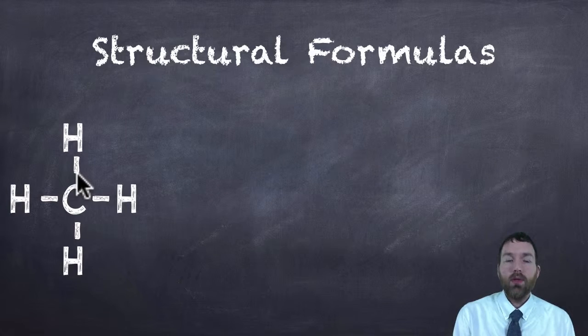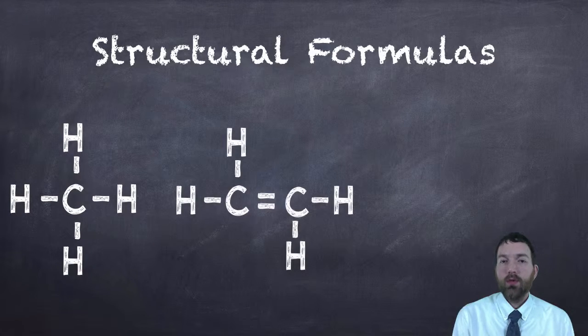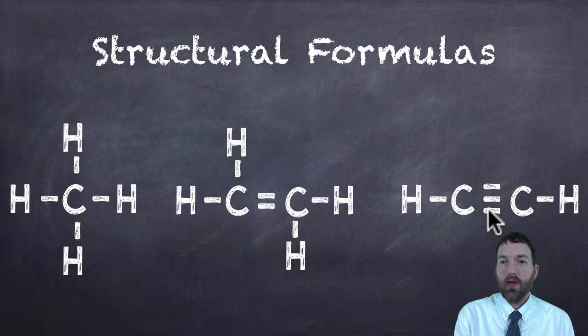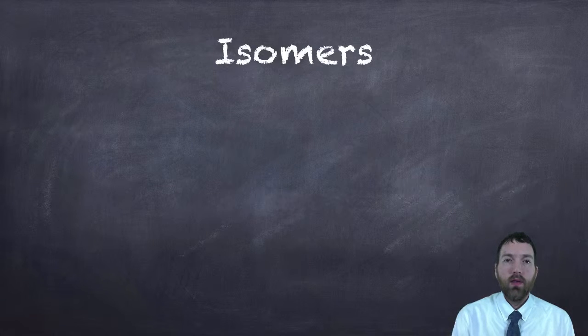Now, it's important to note this is 2-dimensional. Whenever we draw structural formulas on the paper, they're 2-dimensional, but in reality, these things are 3-dimensional. We'll deal more with that in class and in lab. So here's another example of a structural formula. This is a double bond between these 2 carbons here. And you can also have a triple bond, which would look like this.